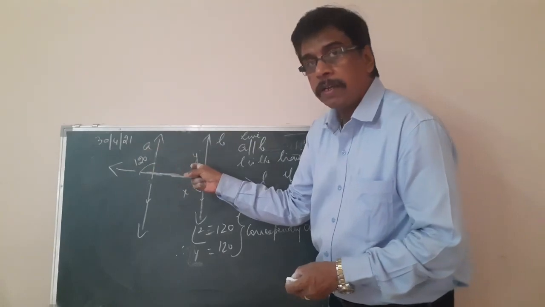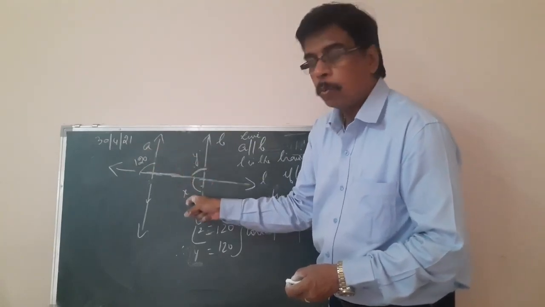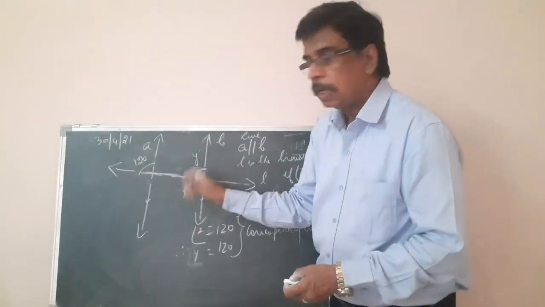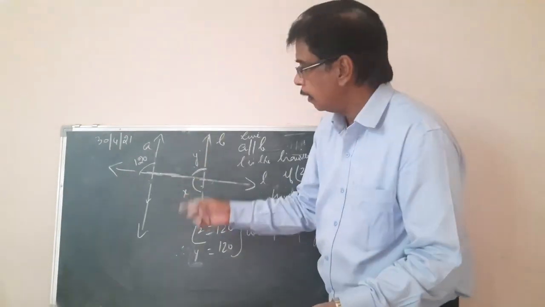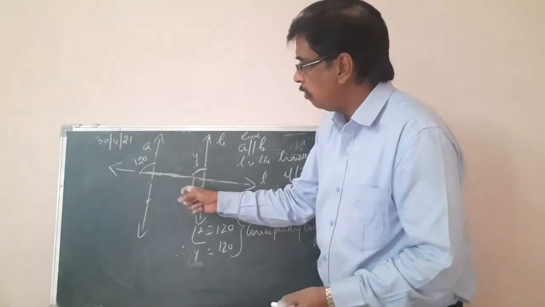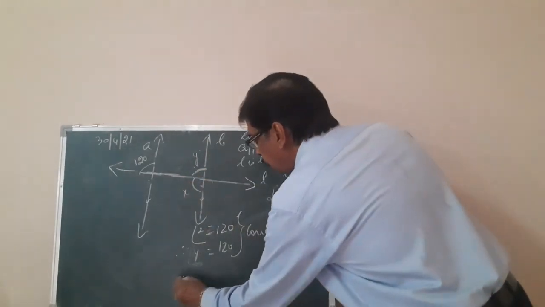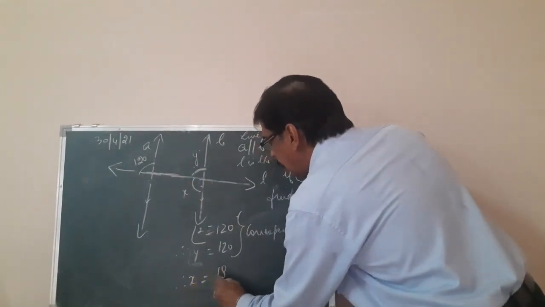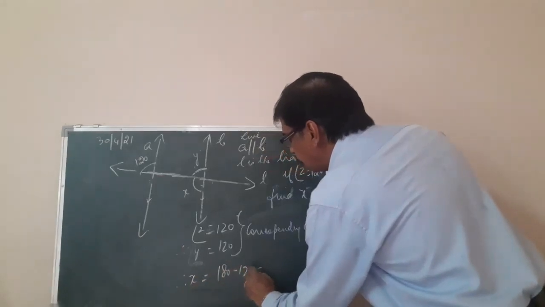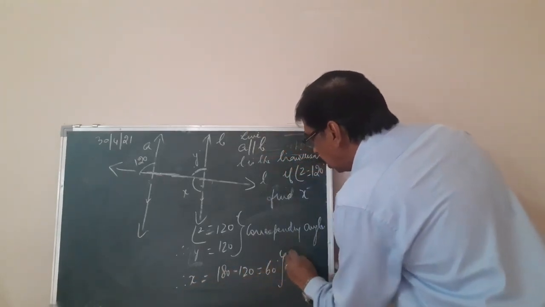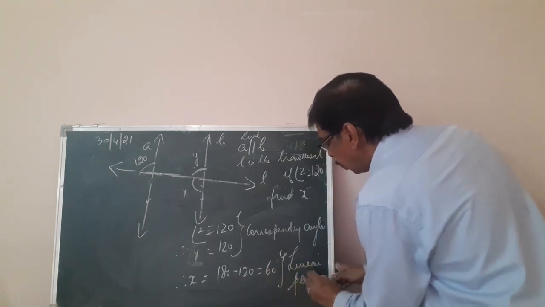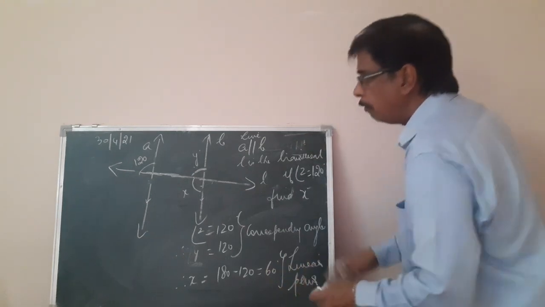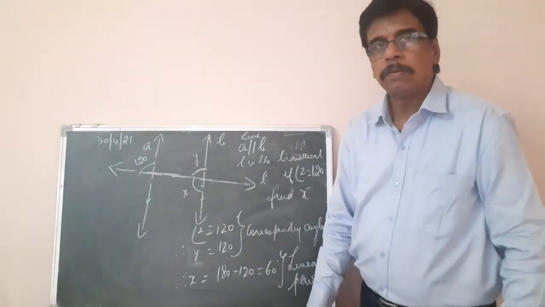Now we have found y, we can find x. Y and x form a linear pair. It's a straight line. Two adjacent angles in a straight line form a linear pair. So y is 120, therefore x is equal to 180 minus 120, which is 60 degrees. Reason: linear pair. This is how you have to understand this.